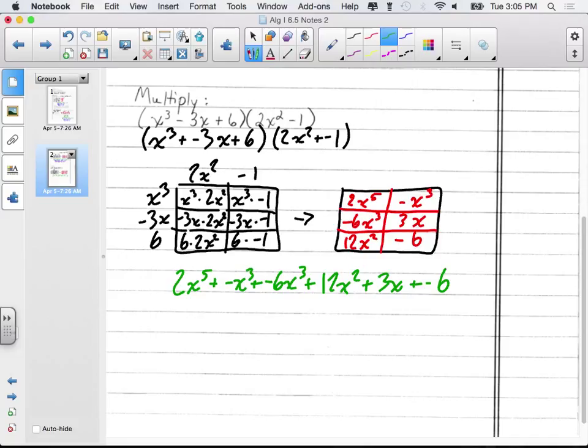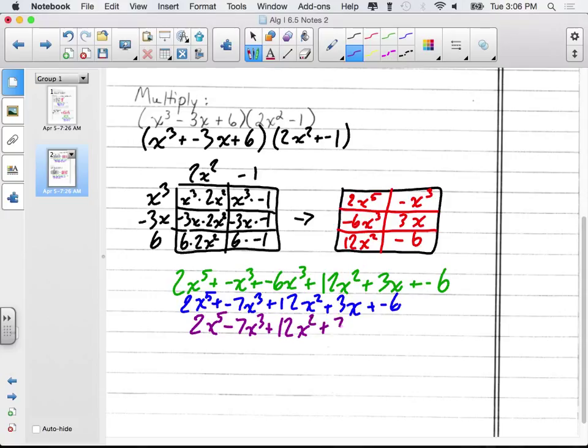Are there any like terms out there? I'd say so. Which ones are they? Negative x cubed and negative 6x cubed. So negative 7x cubed. Plus negative 7x cubed plus 12x squared plus 3x minus 6. Then we clean it up, so we're left with 2x to the fifth minus 7x cubed plus 12x squared plus 3x minus 6.